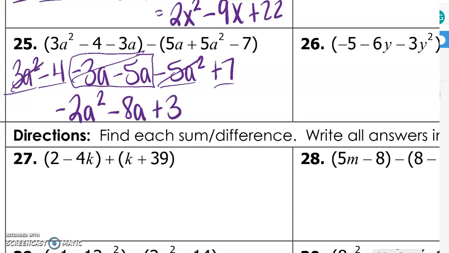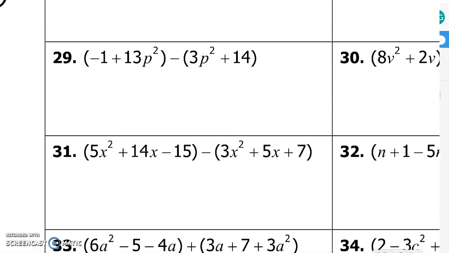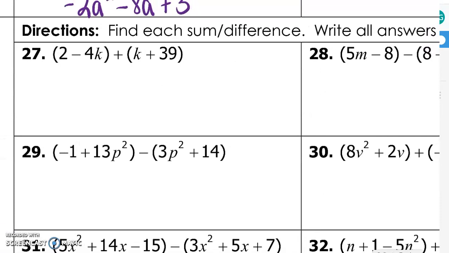Go ahead and pause and come back and check your answers for the last few where it has it all mixed together. So for 27, it's an addition, so we can just line them up. Negative 4 plus 1 would give me negative 3k. 2 plus 39 would be plus 41.